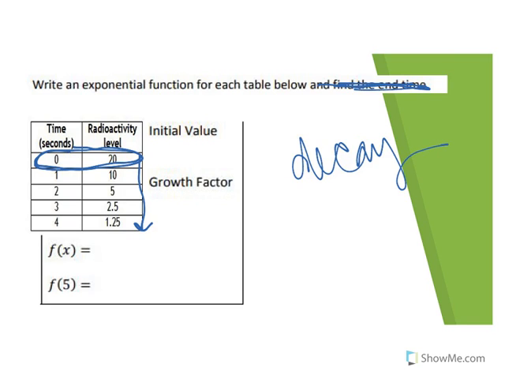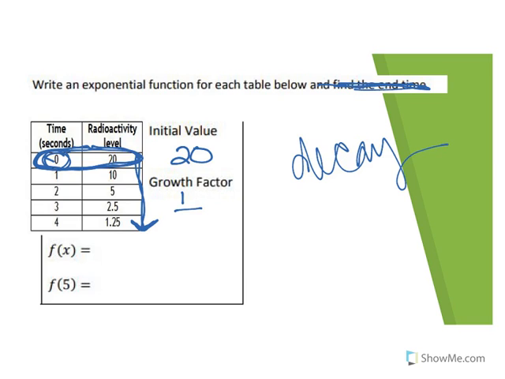So you're not going to have negative seconds. Therefore, we start at 0, but that doesn't matter. Our initial value is wherever the x is 0. Our y is our initial value. And our growth factor in this case is going to be a fraction because it's going down. So it's going to be 1 over, what's it going down by?